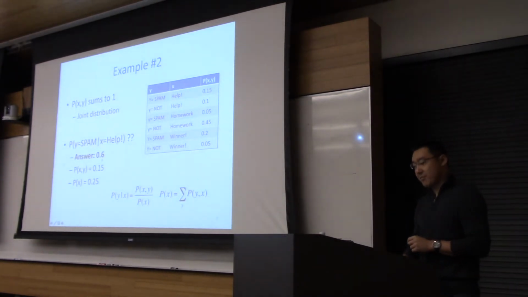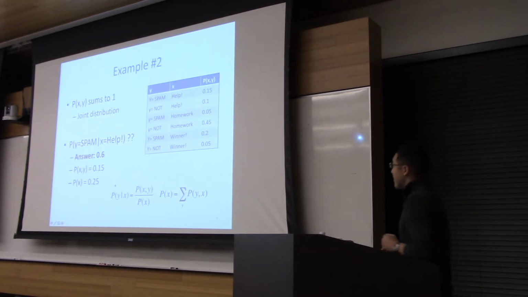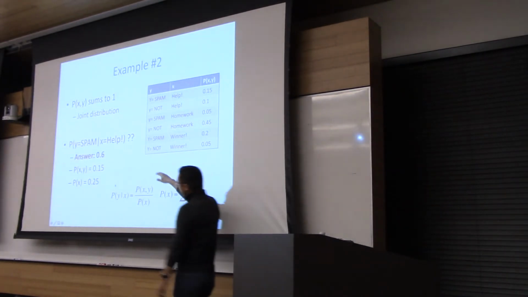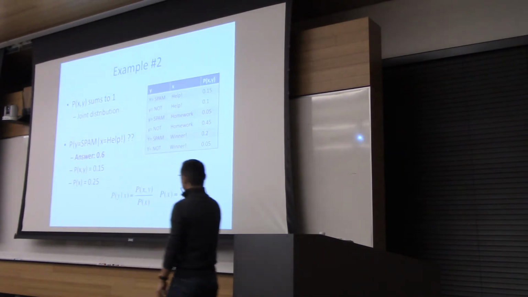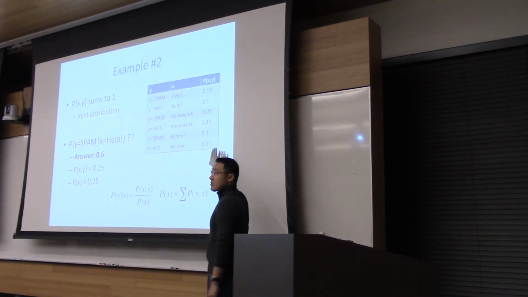This is the same kind of prediction you would make with logistic regression. We're just computing it in a different way by starting with the joint distribution.